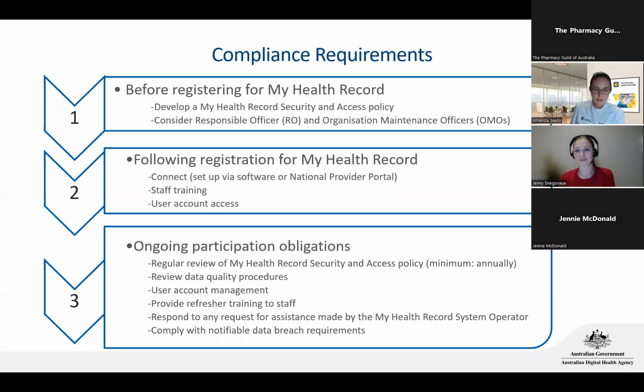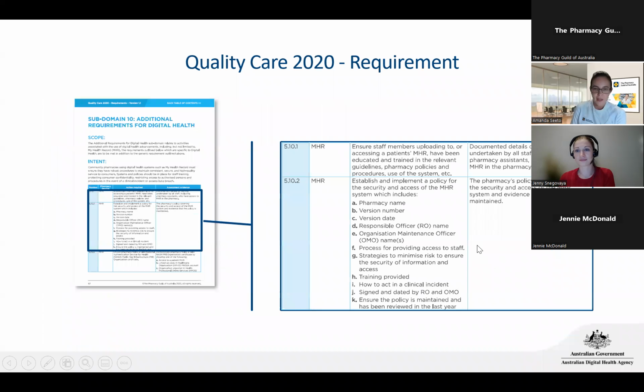So with quality care, there are 2 steps that need to be satisfied when you're doing your QCPP. On the next slide. Thanks, Jenny. And so I'll just go to the second one first. It does say to establish and implement a policy. And that's basically everything that is already detailed in your security and access policy. So if you meet the requirements of setting up My Health Record, then you're already going to tick the box for QCPP. So that's really handy.